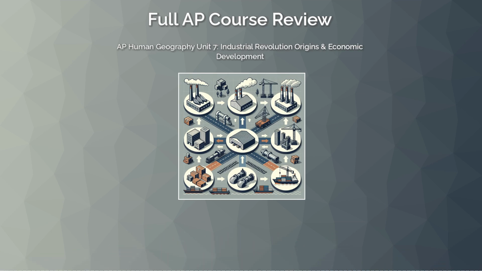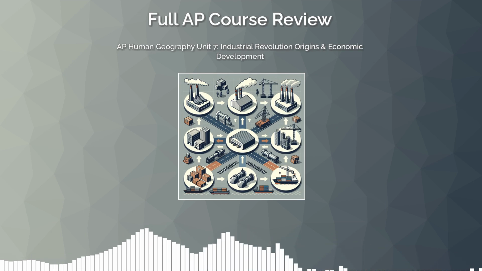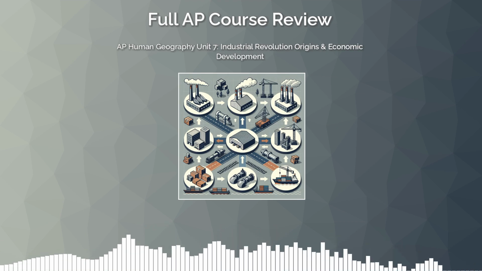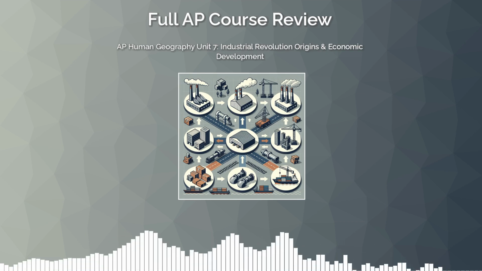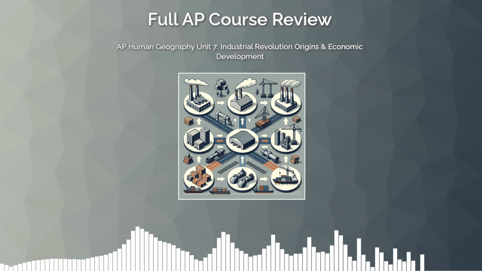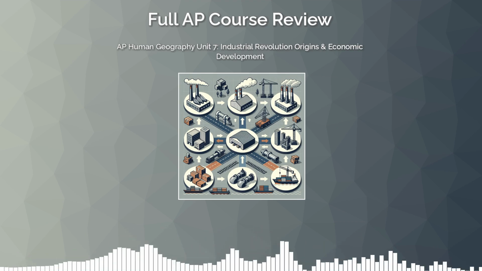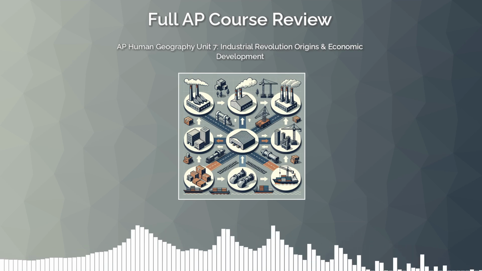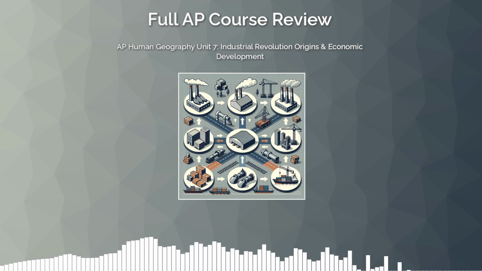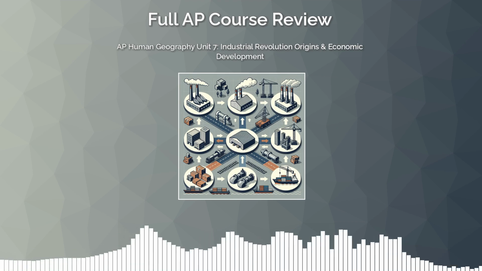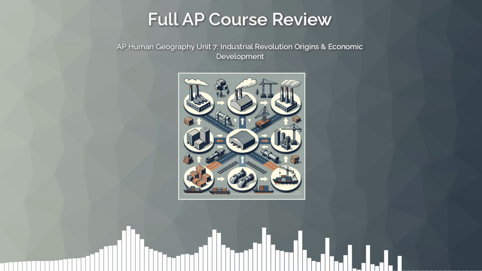Connections to other units. This topic connects deeply to Unit 2, where you studied population patterns. High HDI countries tend to be in stage 4 or 5 of the demographic transition model, with low birth rates and aging populations. Low HDI countries tend to cluster in stage 2 or 3, with high birth rates and younger populations. The North-South divide also echoes through Unit 5 in agricultural development. Subsistence farming is far more common in the global South, while commercial agriculture dominates the global North.